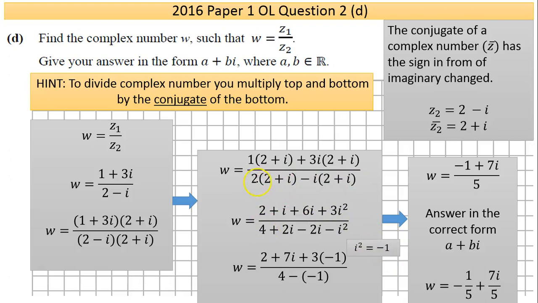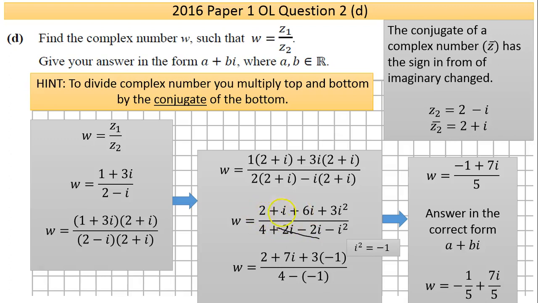2 by 2 is 4. 2 by i is 2i. Minus i by 2 is minus 2i. Minus i by plus i is minus i squared. Now what always happens in division of complex numbers, the i's on the bottom will disappear. So you see the 2i minus 2i is going to cancel out.